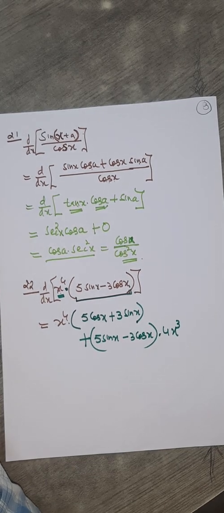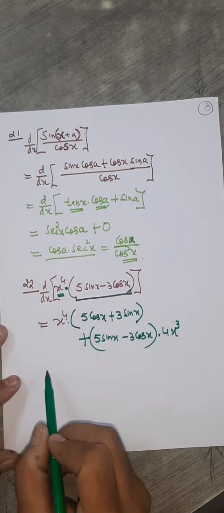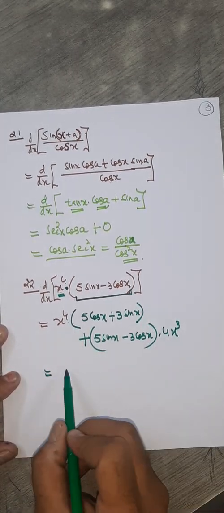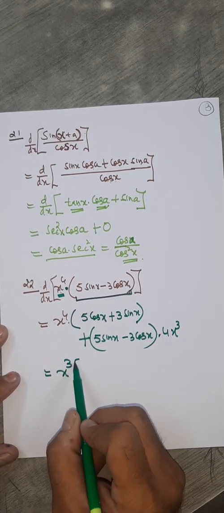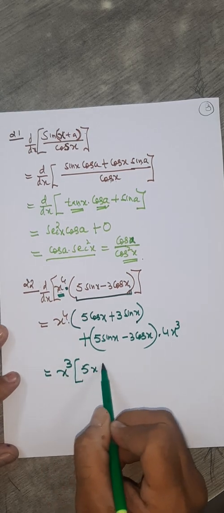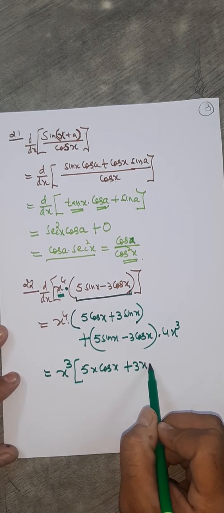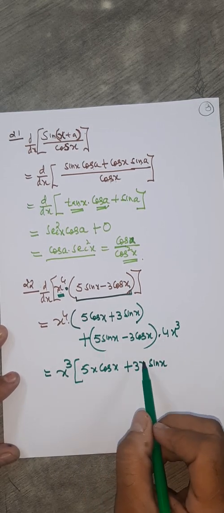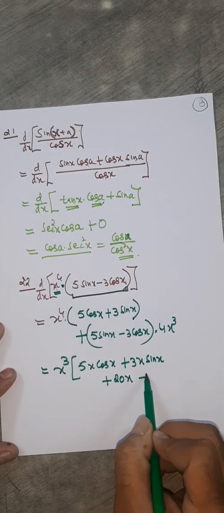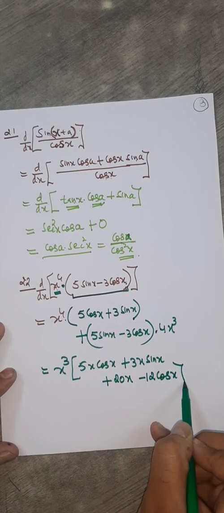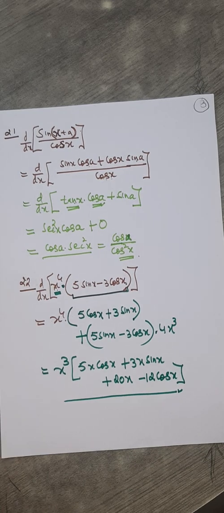Fine, clear? What I did, I have just used the product rule. Now here differentiation is over. You can take x cube common. So we are left with x here, 5x cos x plus 3x sin x. Here we are left with 4. So plus 4 fives are 20 sin x minus 12 cos x. That's differentiation by product rule.